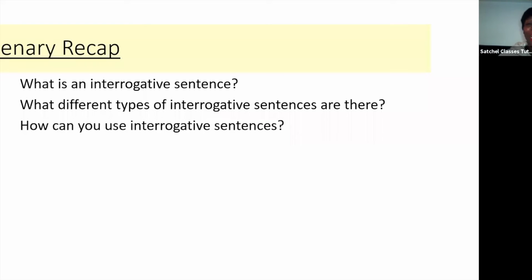So here are the recap questions. What is an interrogative sentence? It's a question. What different types of interrogative sentences are there? Leading questions, tag questions, rhetorical questions, and how can you use interrogative sentences to add emotional intensity, variety, and emphasis to your writing. I hope now you feel confident about using interrogative sentences.